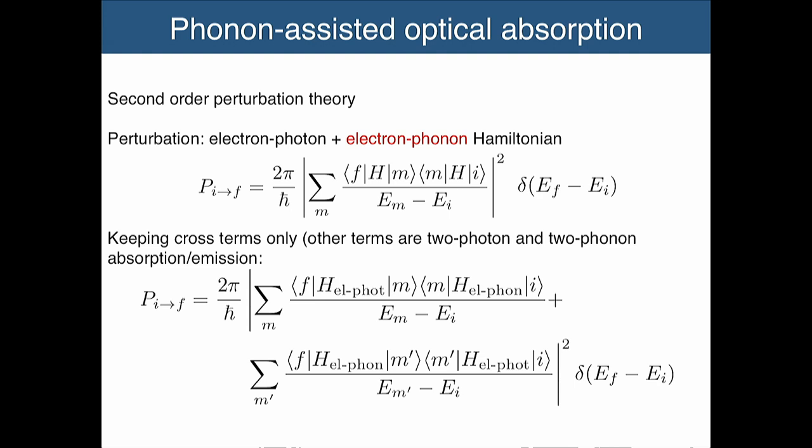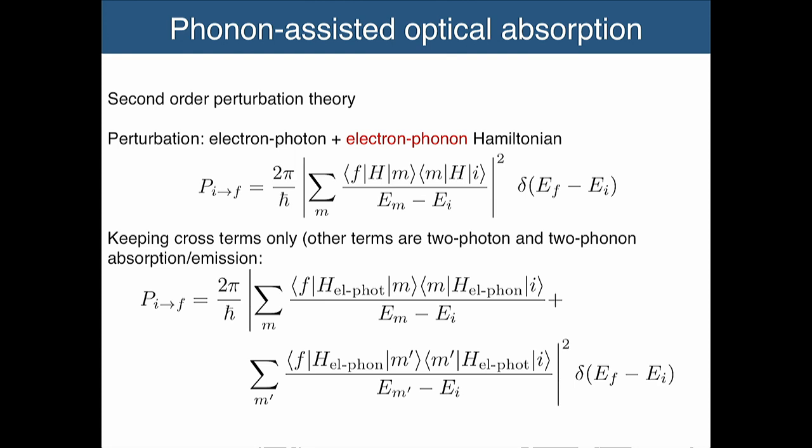Okay. Now, each of these H perturbation Hamiltonians contains the electron-photon part and the electron-phonon part. So here we really have four terms: electron-photon two times, or electron-phonon two times, or the cross terms, where one of them is the photon and the other is the phonon, like this one. So if you want to study phonon-assisted absorption, we need to keep the cross terms only. The other two terms are either two-photon absorption or two-phonon absorption.